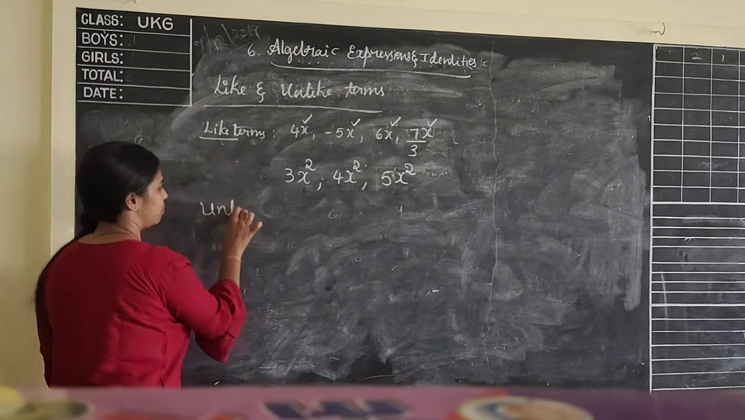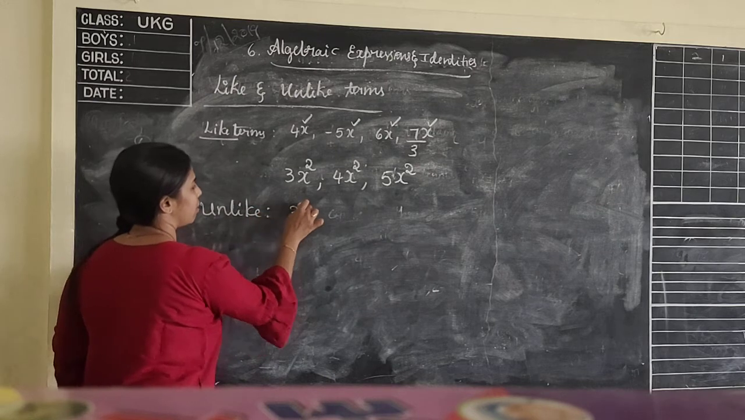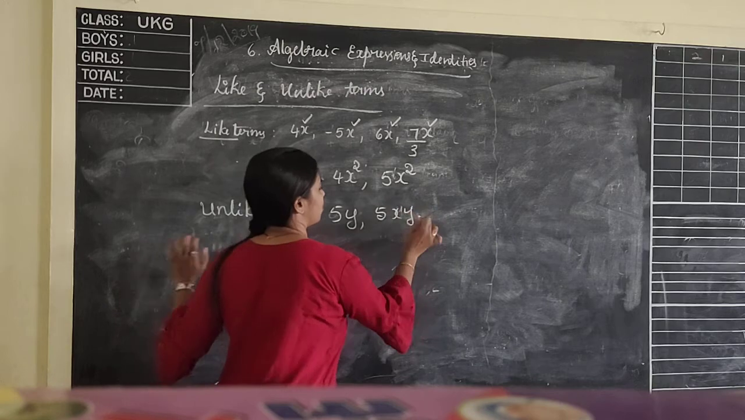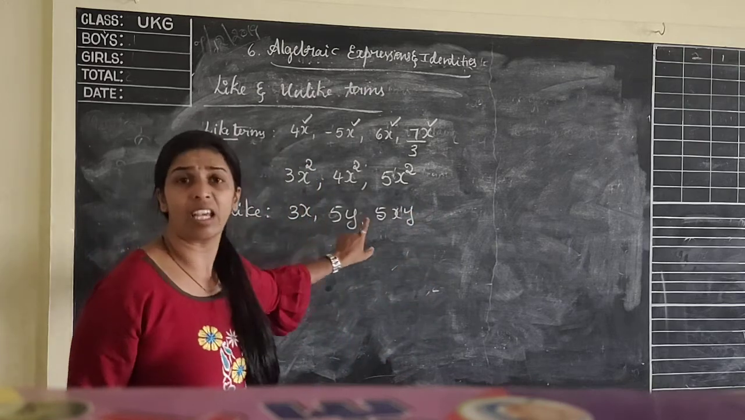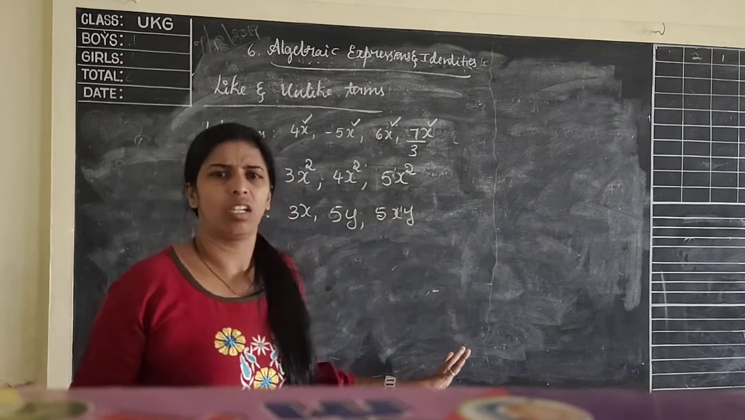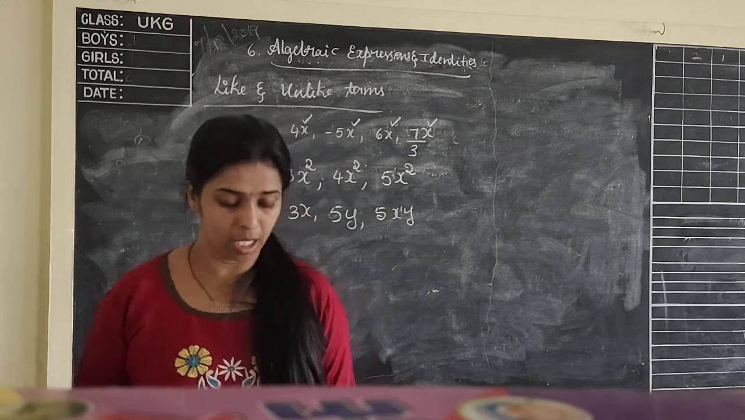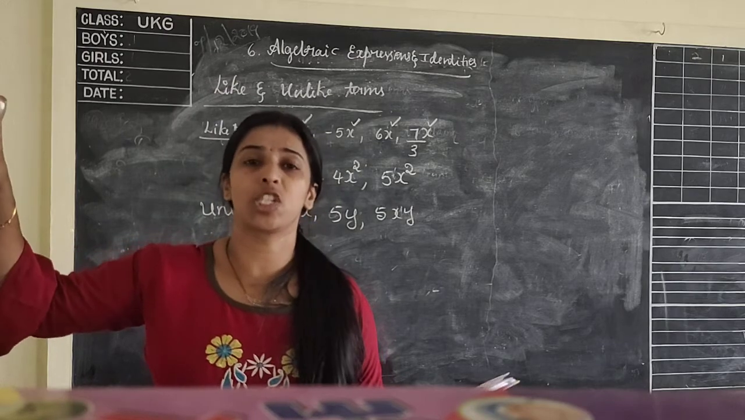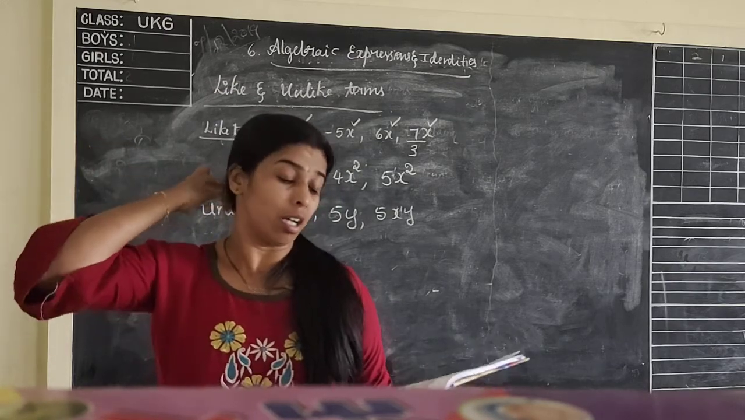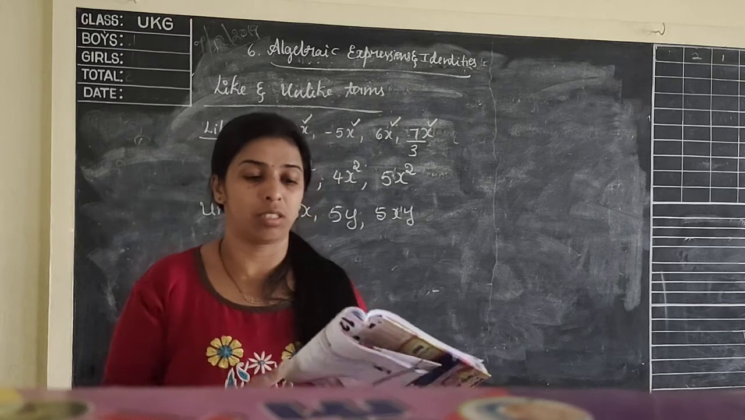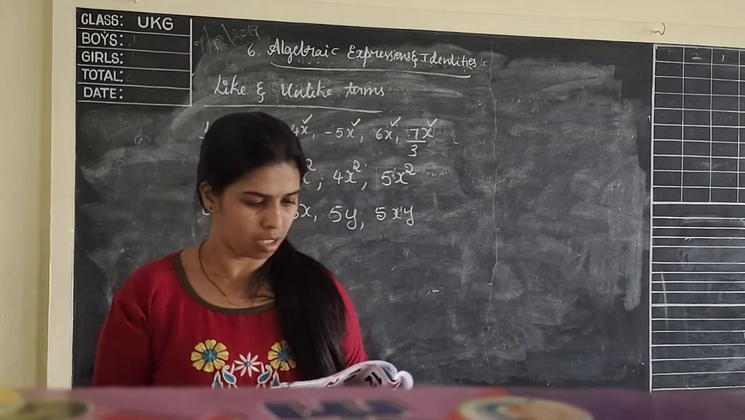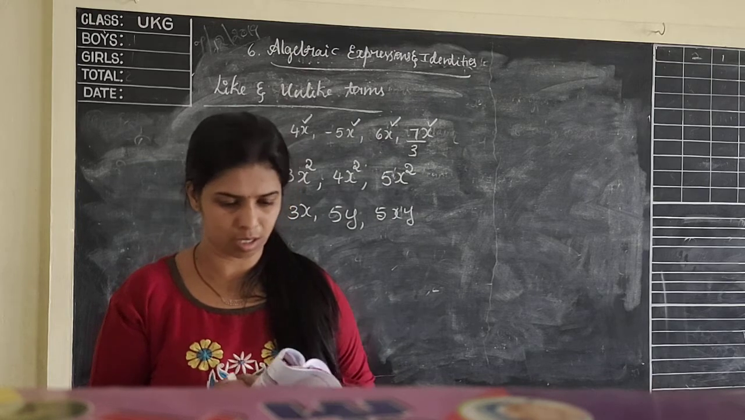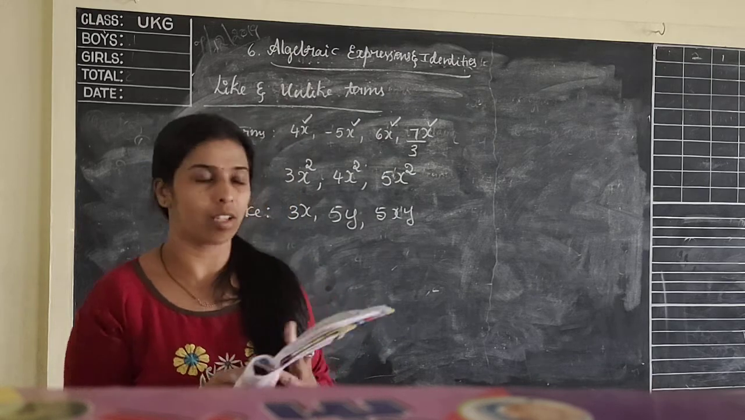Unlike means this is unlike. Here x is there, here y is there, here xy is there, mixed. That is the unlike terms. Okay. They will give some expressions, and they will ask you to identify the like terms. Suppose, wait, I will.